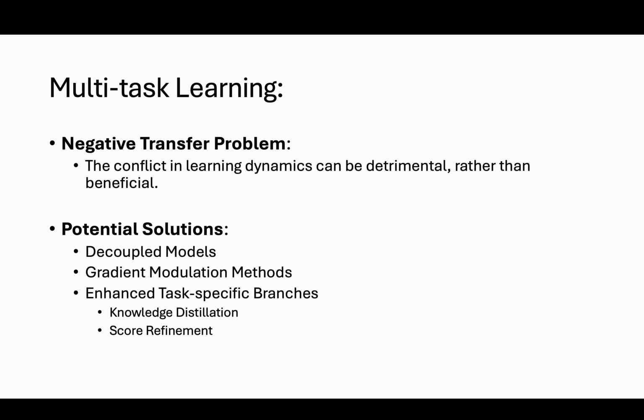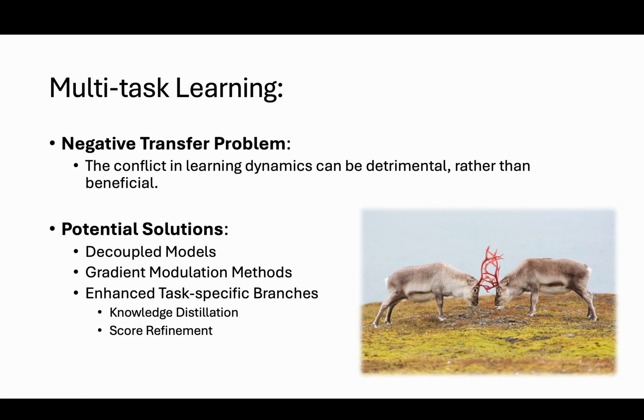Multitask learning could be a good solution for these problems, which leverages a joint model to concurrently address multiple predictive tasks. However, the negative transfer problem arises when tasks have conflicting requirements. The conflict in learning dynamics can be detrimental, rather than beneficial, to the learning process. To mitigate this issue, three strategies can be considered: decoupled models, gradient modulation, and enhanced task-specific branches.